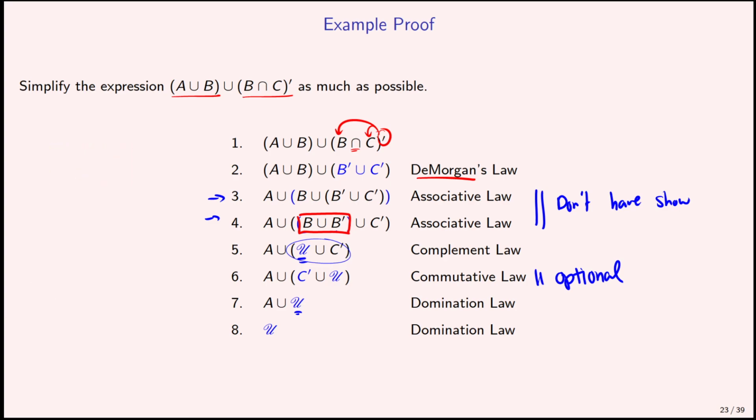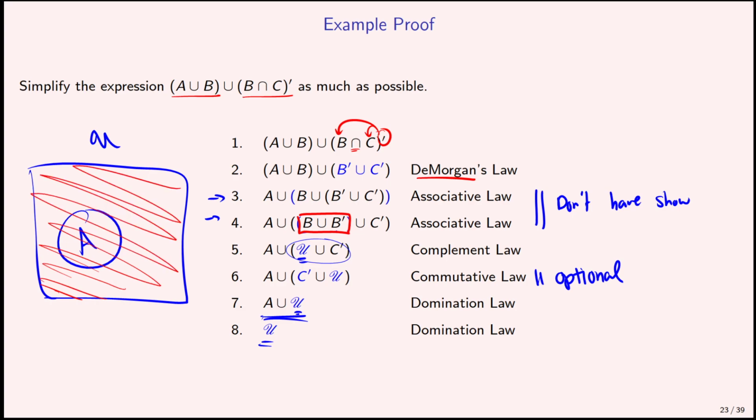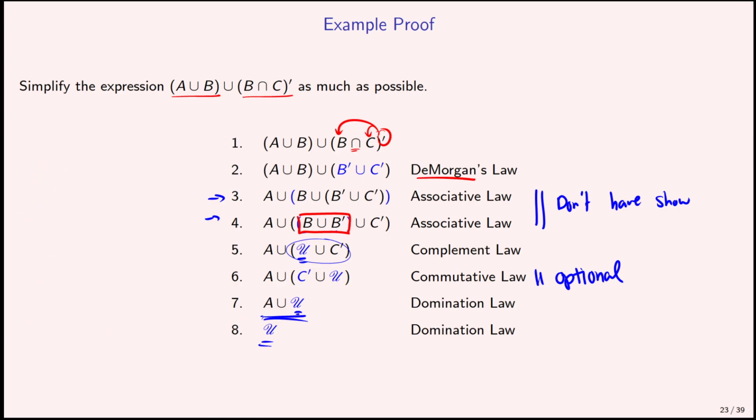So in line 7, now I have A union the universe, and finally I can use the exact same law again on A union the universe to get down to the universe. Once again, if I were to draw this, there's A, there's the universe. I want everything that's in either A or the universe, so it just gives me the entire thing back. Anyway, what have we really done here? Well, we've shown that instead of having this nasty set, we could instead just write this, and it means exactly the same thing.